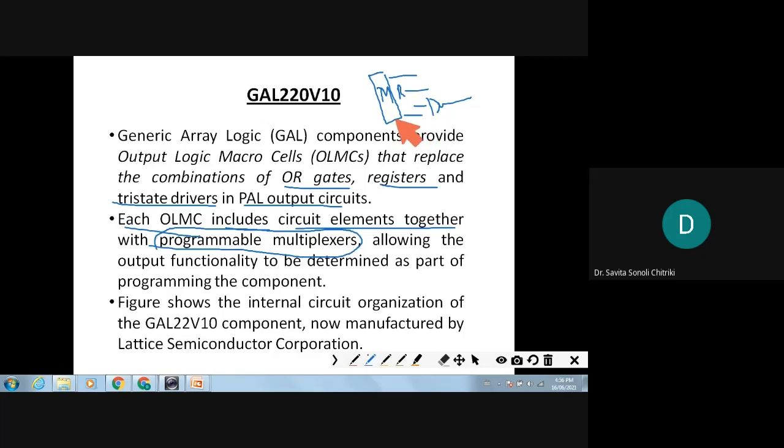If four inputs are there, how many select lines do you need? If you want to select between four combinations, how many select lines do you need? Can anybody answer me? Or shall we stop the class? All of you are silent.